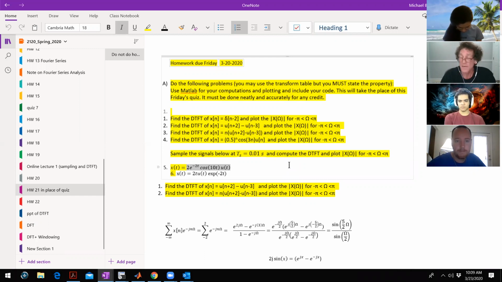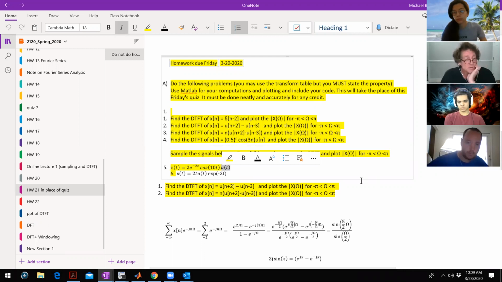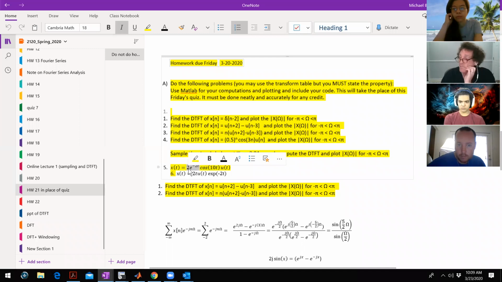Another way to get it is simply take, well, I know 2e to the minus 2t u of t. Can you all see what I'm doing right here? I want to make sure. I'm highlighting. Well, 2e to the minus 2t u of t, the Fourier of that is just what? 2 over 2 plus j omega, correct? That's just e to the minus 2t u of t, correct?